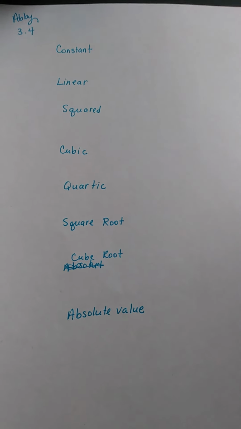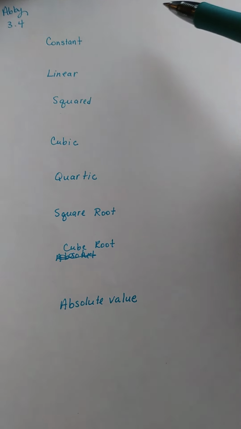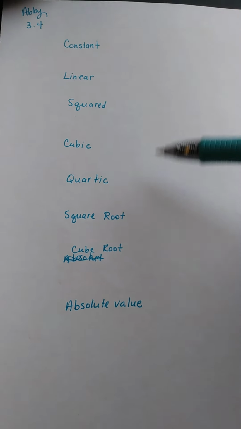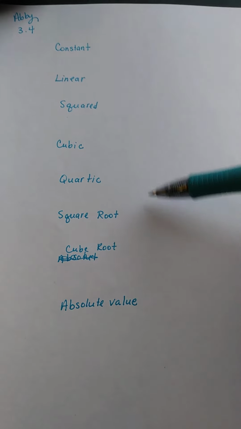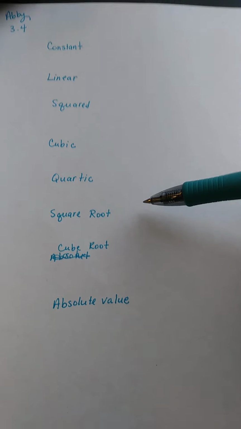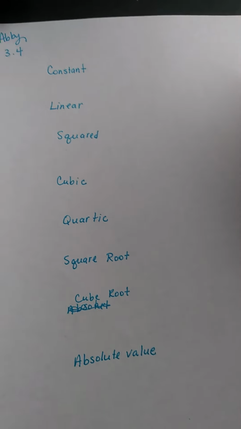Right, all we're going to do in section 3.4 is learn to recognize the different kinds of functions when you see their graphs. And these are going to be the parent functions, so it's going to be the most basic version of the function, and you can add something to them or subtract or multiply them by something to make them move around the graph. But we're just going to talk about the most basic version of each of these functions.